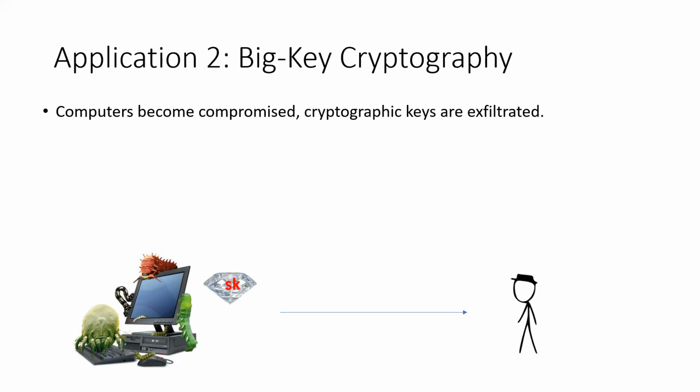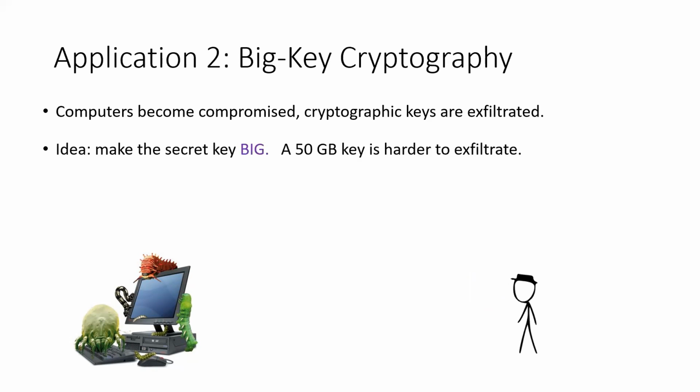So you should think of secret keys stored in the system as being like high value gems that are probably the first thing the adversary is going to steal out of a compromised system. And once cryptographic keys are exfiltrated, any security that they were meant to provide is lost. So this is a really bad way to break cryptographic security. An idea to protect against that is let's make secret keys big, on the order of many gigabytes or even terabytes. The idea is that a big secret key, let's say a 50 gigabyte secret key, is harder to exfiltrate than a 128 or 256-bit AES key.